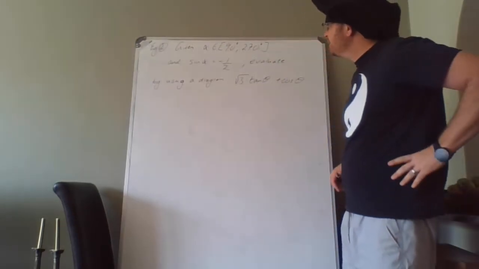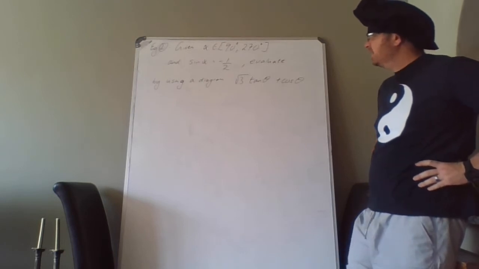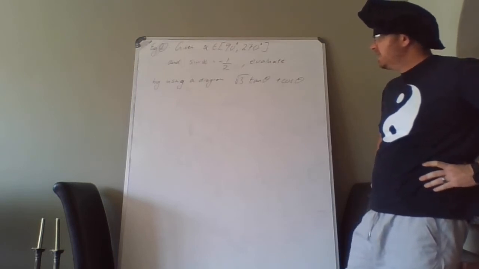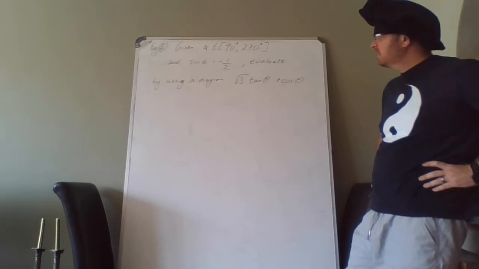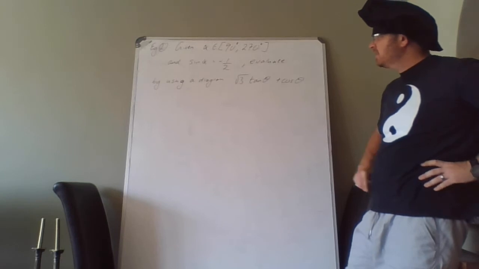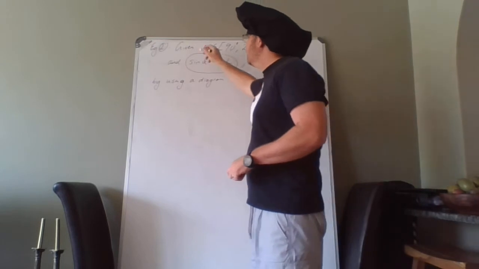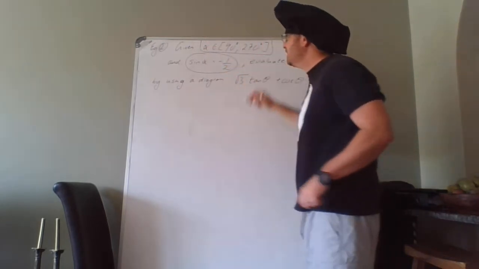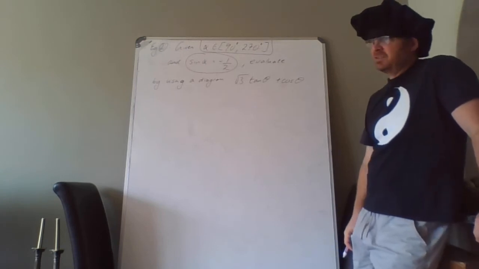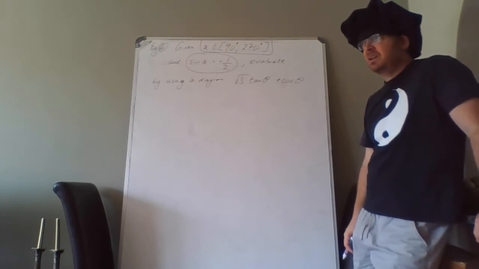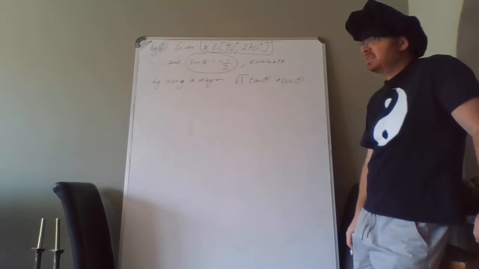Right, try this one on your own. Given alpha is an element of 90 degrees to 270 degrees, and sine alpha is equal to negative a half, evaluate by using a diagram root 3 tan theta plus cos theta. Okay, so give that a try on your own. What are your steps? Use the two bits of information given: sine is negative, and your angle lies between 90 and 270. So go use those bits of information to figure out which quadrant you're in. Find your missing variable using x squared plus y squared is r squared, and then you can engage with the actual question. Right, give that a go.